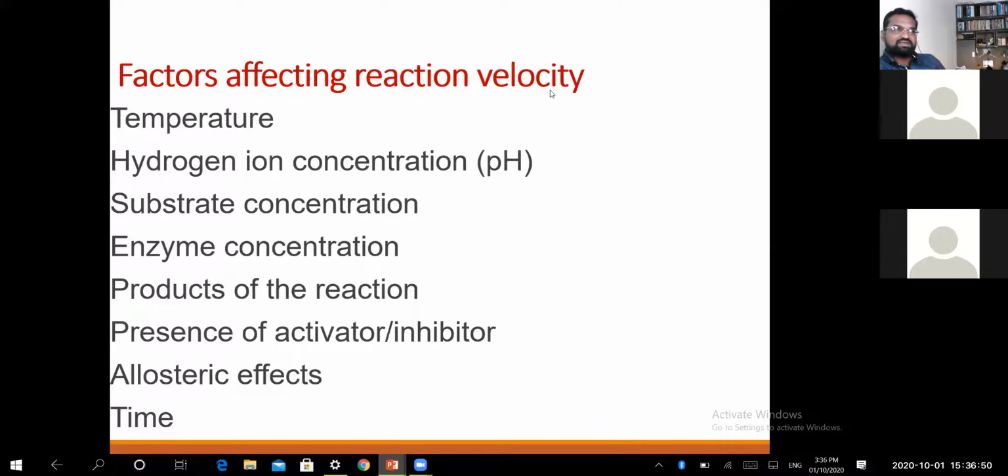So when we assess the activity of a particular enzyme, what we are actually doing is assessing the reaction velocity at which the reaction takes place. There are many factors which affect this reaction velocity, or in other terms, they affect the activity of the enzyme molecule. Those are the temperature and the pH.